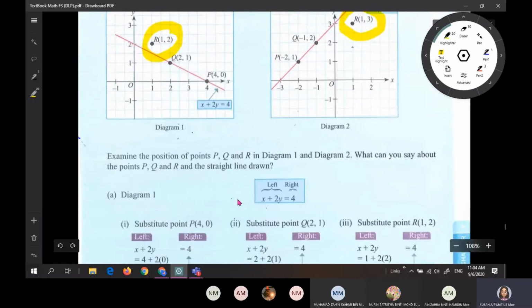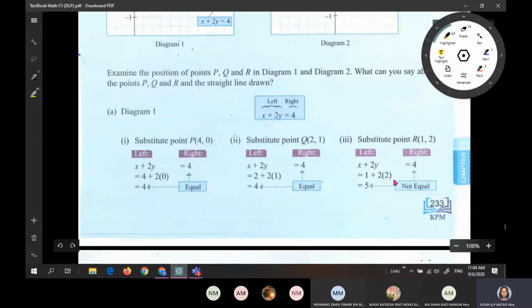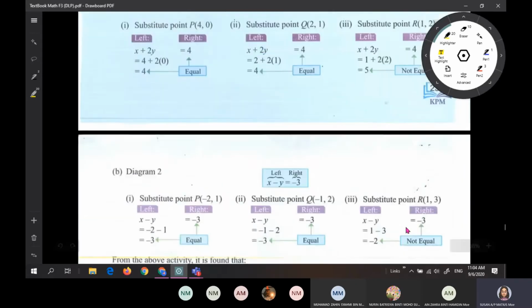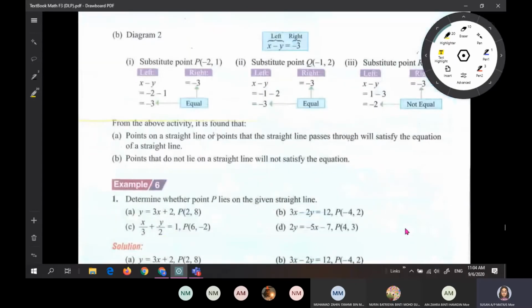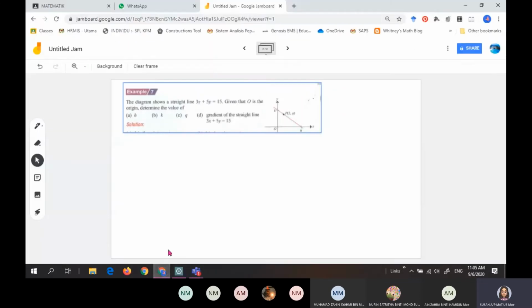Faham eh? Take point R as an example. Point R is not on the line. So what does it show? When point R is not on the line, you will see the left hand solution and the right hand solution are not equal. For a better understanding, I'm going to show you example 6. We are going to try example 6, and from there hopefully you will understand.